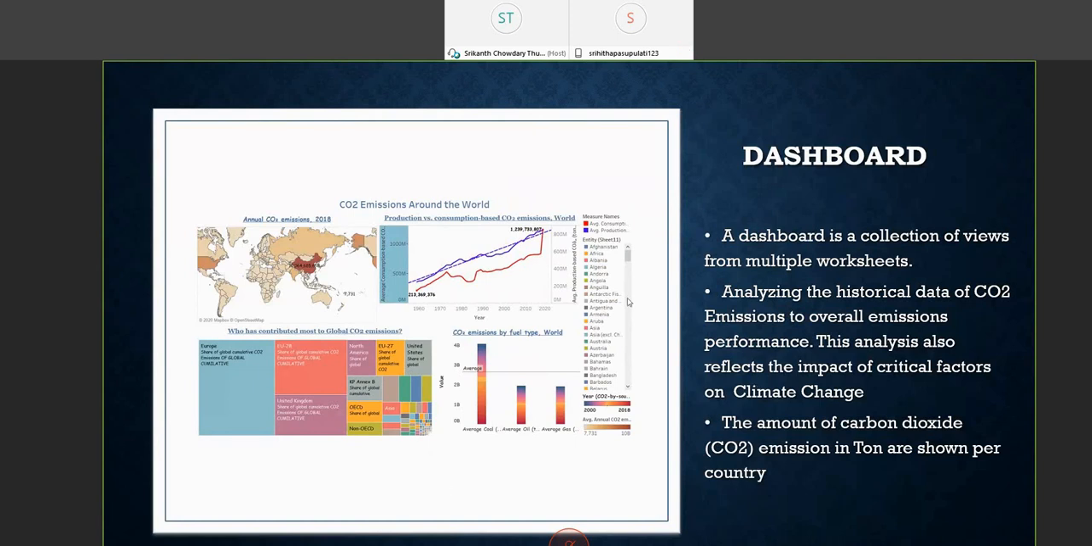This is our dashboard, which is a collection of views from multiple worksheets, and also the analysis of the historical data of CO2 emissions relative to overall emission performance. This also reflects the impact of critical factors on climate change. Here in our dashboard, we have used a map, a line chart, the side-by-side bar chart, and the tree map. Each one shows the CO2 emission rates by different sources and different countries, comparing them and showing them on the map and making the visualizations very clear. We have added flexible charts to make it easy to understand.